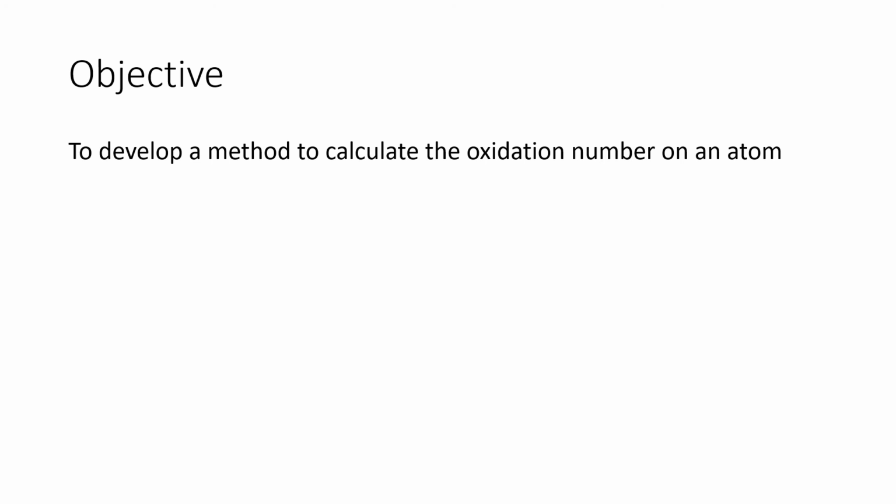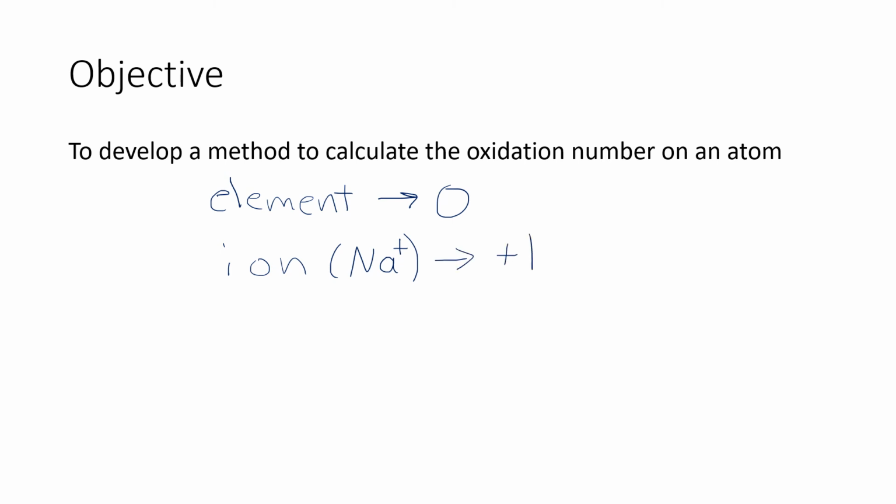Our method that we developed here was that if you have a pure element in its elemental form, its oxidation number is 0. If you have an ion like sodium +1, then its charge is its oxidation number. And if we have hydrogen, oxygen, or fluorine in a compound, they'll have oxidation numbers of +1, -2, and -1, but again, that has to be while they're in a compound.